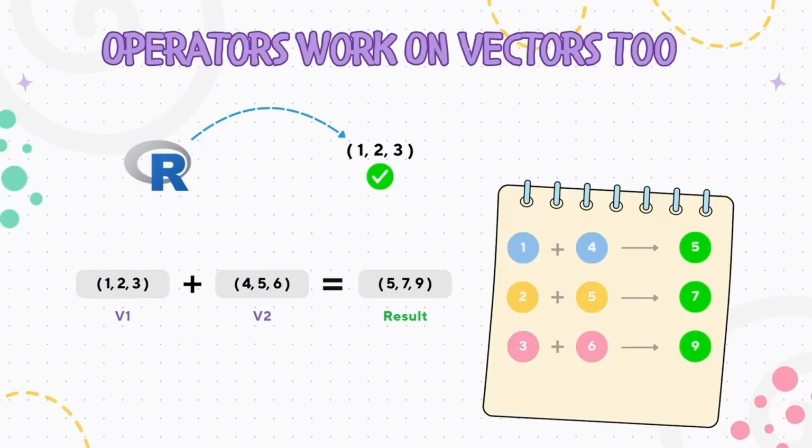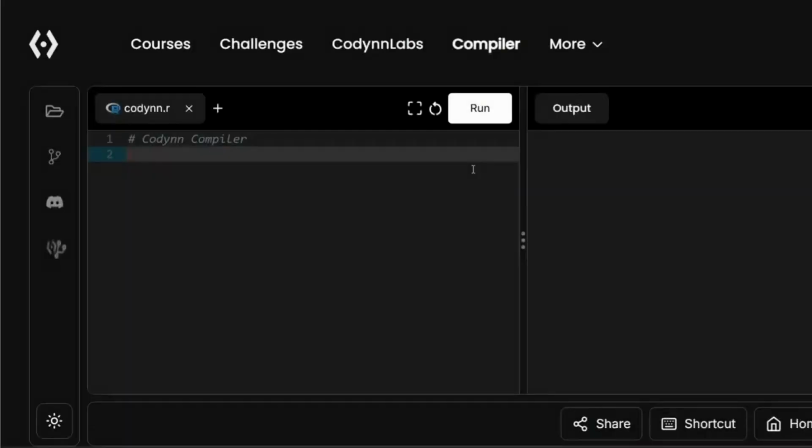Okay, now that we have discussed the theory regarding operators in R, let's actually have a practical coding demonstration inside of our R compiler. Okay, so we are inside of our R compiler. First let me increase the font size for you guys so that you can see this clearly.